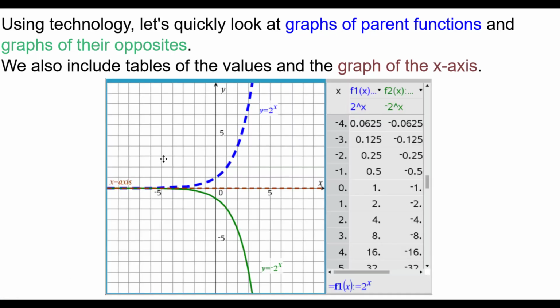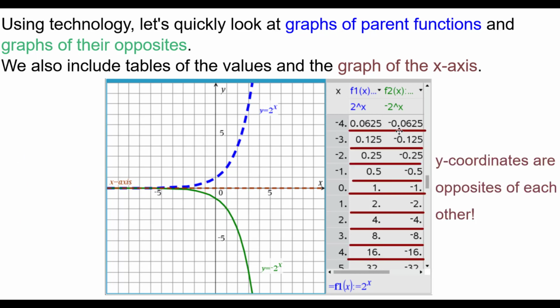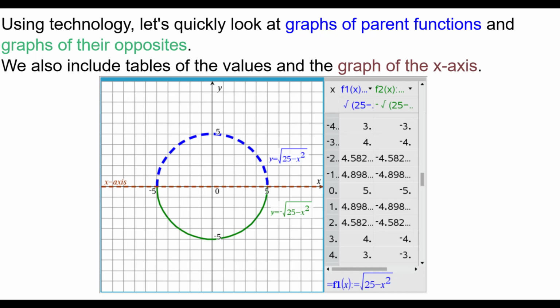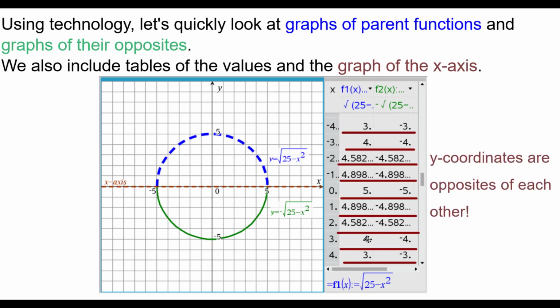Let's go ahead and look at y equals 2 to the x and its opposite. Notice that the blue and the green are reflections of each other about that x-axis, and that the y-coordinates are opposites of each other in each case with the same x-coordinate. Looking at the semicircle, you can see again that the blue is a reflection about the x-axis to the green, and that the y-coordinates are opposites of each other. Even when they're nasty decimal numbers, they're opposites of each other.